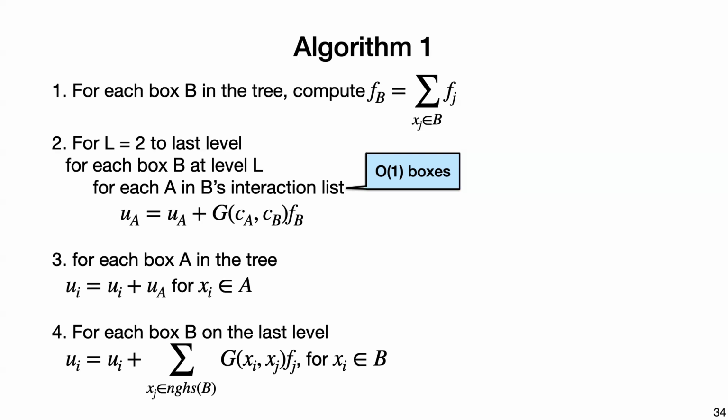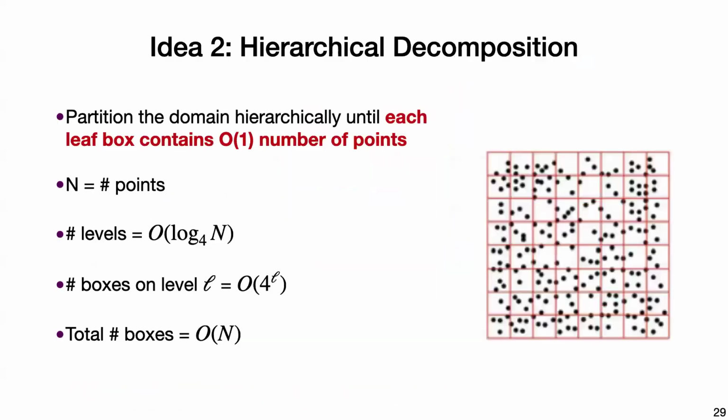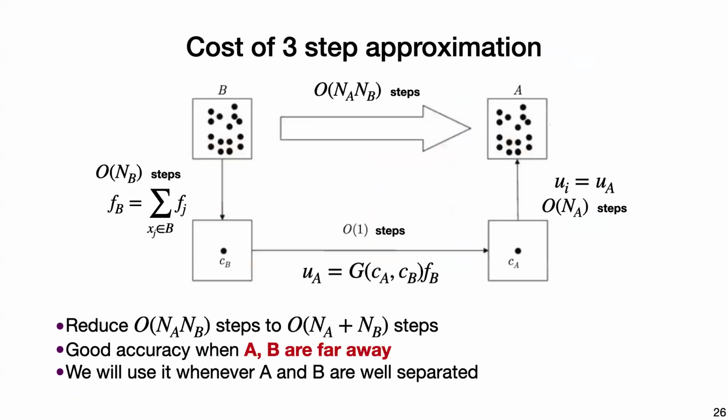Step 3 is calculating the box-box interactions. And then step 3 is you have to propagate those box-box interactions onto the points within the boxes. So if you remember this thing, step 1 is like this. Step 2 is like this. You're just pushing down the sum, and then step 3 is like this, pushing it back onto the points.